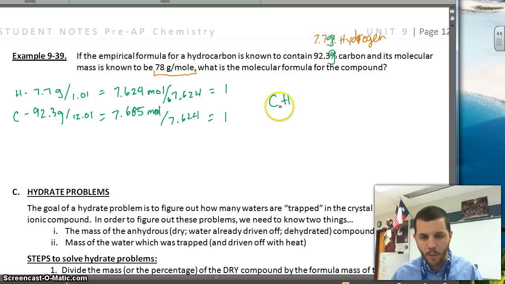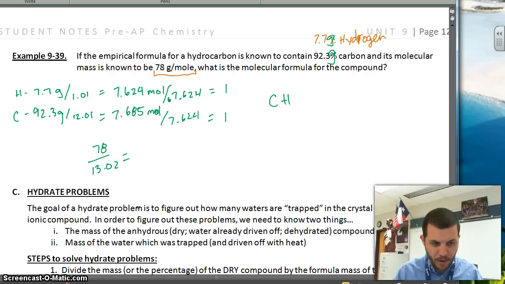Okay, so what I need to do now is find the molar mass of CH, which is 12.01 plus 1.01, which is 13.02. Okay, and we're going to divide 78 by 13.02 to get our number of empirical formula units. So I'm going to do 78 divided by 13.02. There it is. And I get 6. Okay, I get that I have 6 empirical formula units.